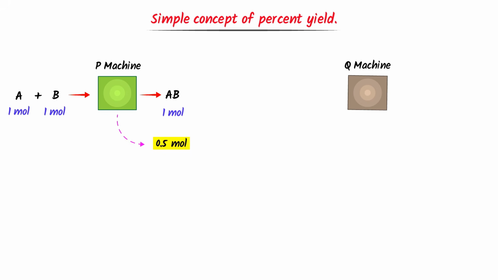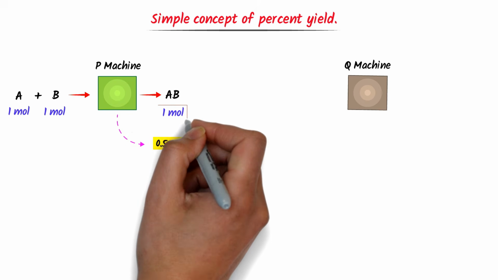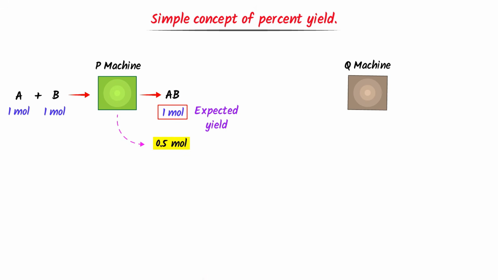Now listen carefully. I was expecting that this P machine would give me 1 mole of AB product, but it produced only 0.5 mole of AB product. So this 1 mole of AB product is called expected or theoretical yield or expected output, while this 0.5 mole of AB product is called actual yield or actual output.